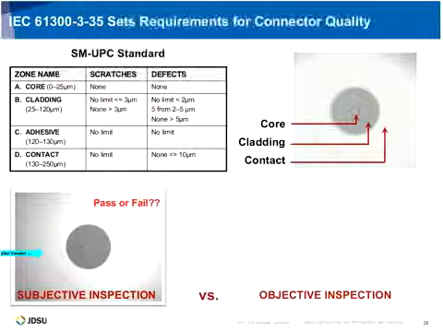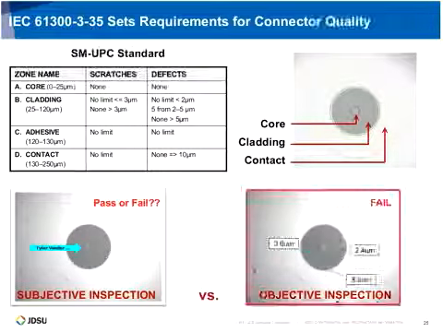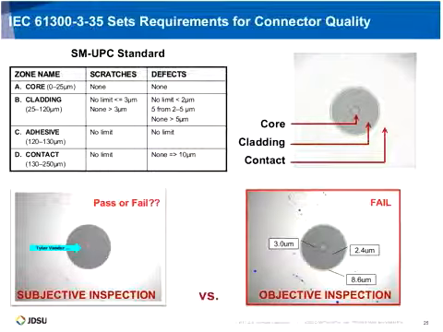Looking at this connector here, I can kind of see that there's maybe a few particles there, but how big are they, and what are they, in zone B or zone C? I can't tell. And so if you use objective inspection, this is where it makes it a lot easier.